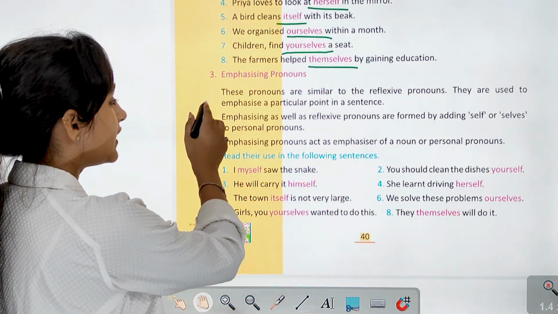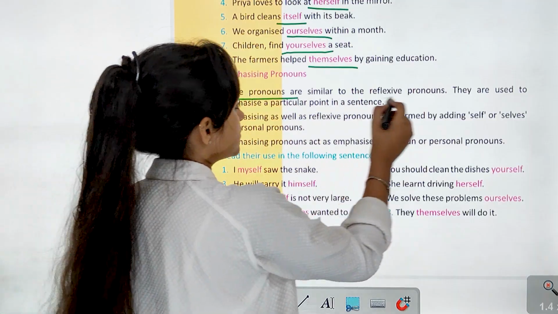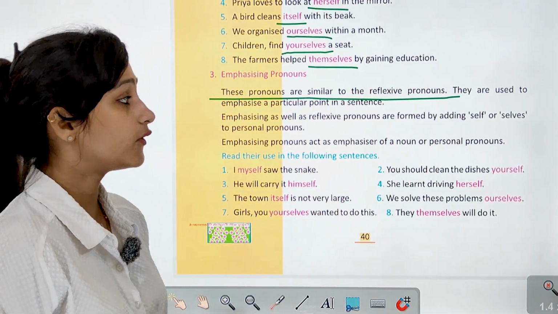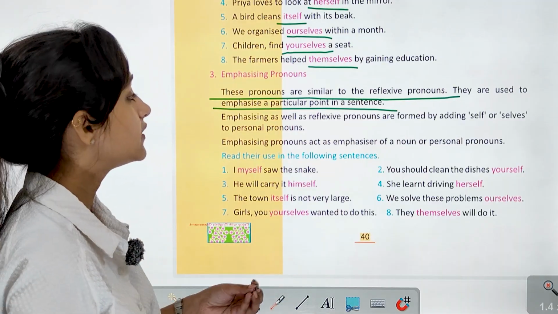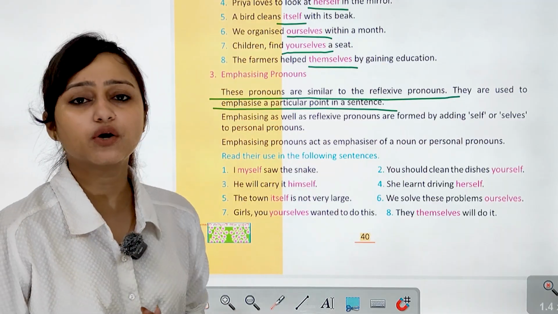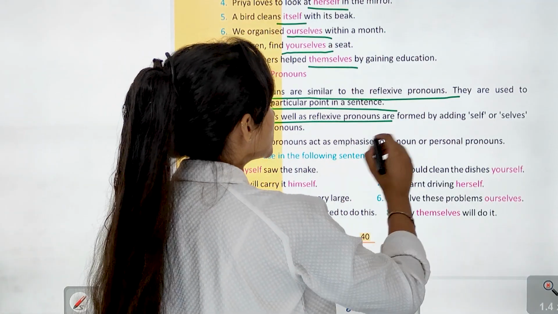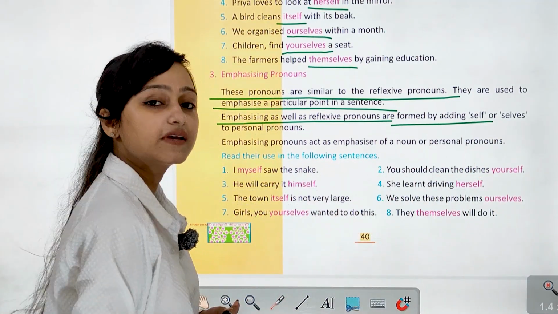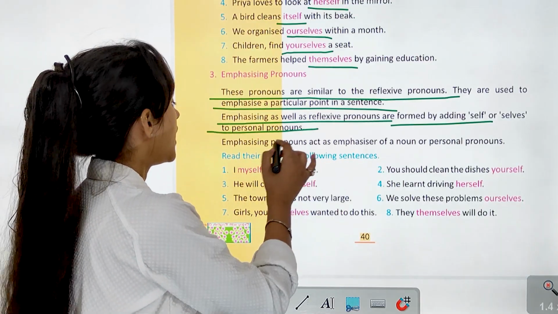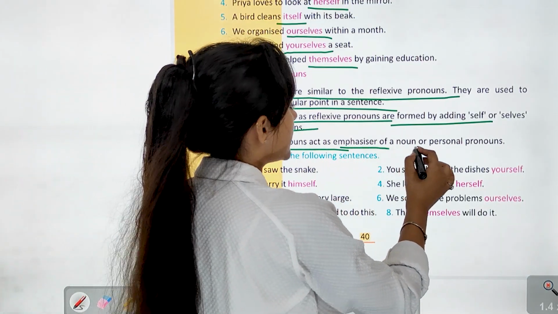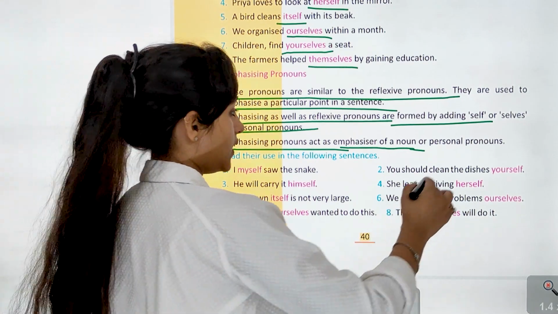Now let's talk about emphasizing pronouns. These pronouns are similar to the reflexive pronouns. ये similar होता है reflexive pronouns के. They are used to emphasize a particular point in a sentence. ये किस लिए use होता है? Emphasize करने के लिए particular point को sentence में. Like emphasizing as well as reflexive pronouns are formed by adding self or selves. कैसे form होता है? Self or selves add करके to personal pronouns. Emphasizing pronouns act as an emphasizer of a noun. कैसे act करते हैं? Emphasizer of a noun की तरह और personal pronouns की तरह.